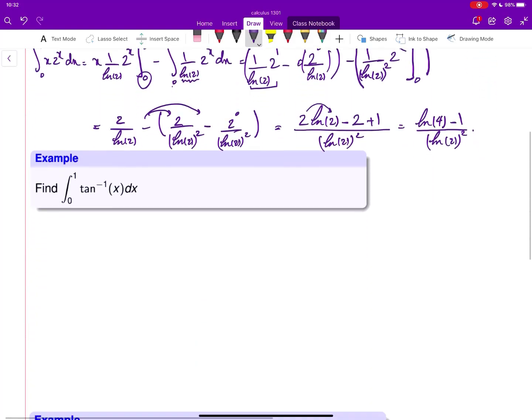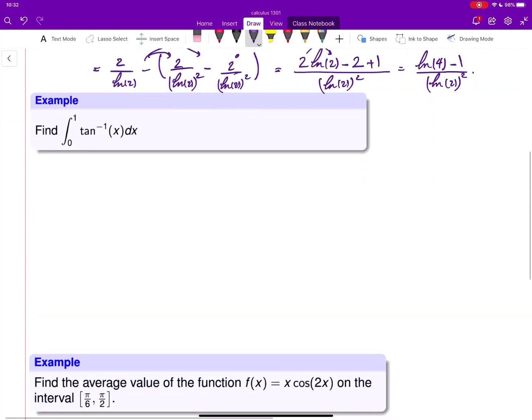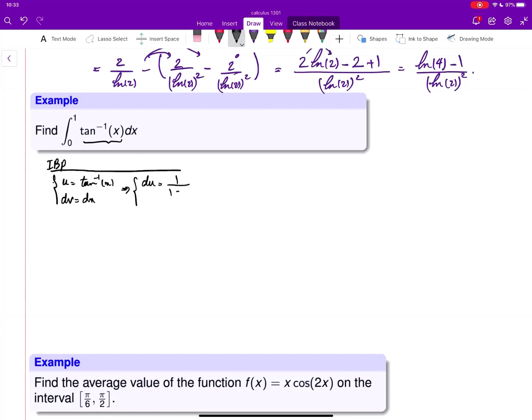Okay. The second example is one of the examples that we have done before. I will do it a little bit quickly, just as one more example. If you have tan inverse, take u to be tan inverse of x. dv is going to be dx. From there, you can see that du is 1 over 1 plus x squared dx. If you haven't watched the video for tan inverse, please go back and check it, because I will go a little bit fast here.